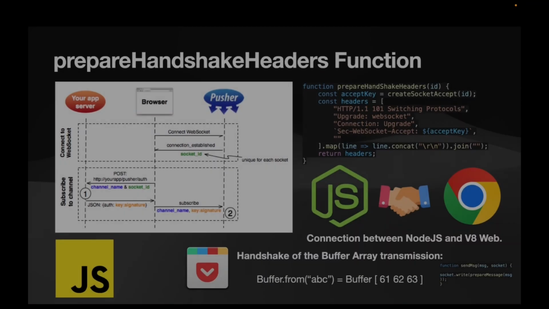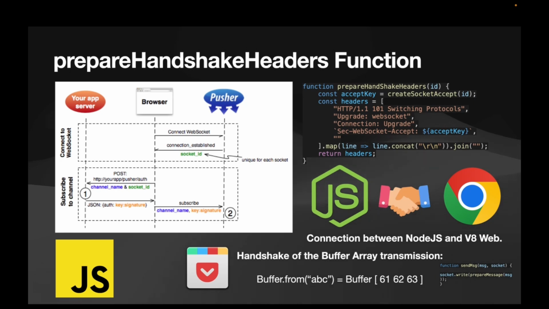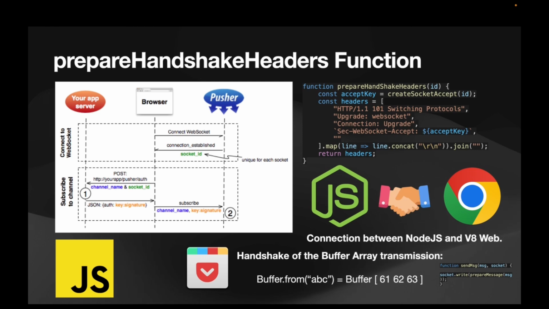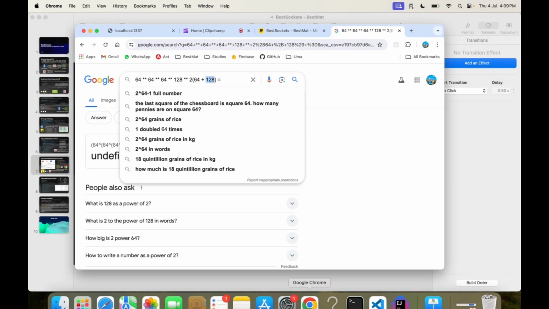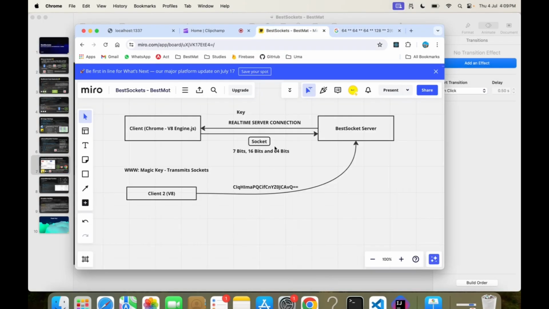The next part is preparing the handshake headers. So what is a handshake? To make a connection between Node.js and the V8 web, we'll be making something called a handshake. Now the handshake consists of sending messages by concatenating them with backslash r and backslash n. We'll be putting in the headers that we saw in the MD5 docs over there, and we're doing all this with JavaScript. Again, let me go back to my whiteboard.